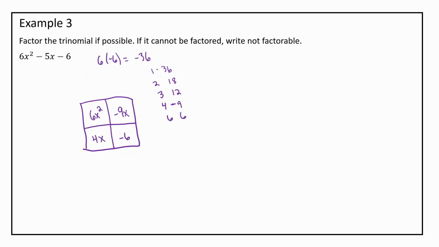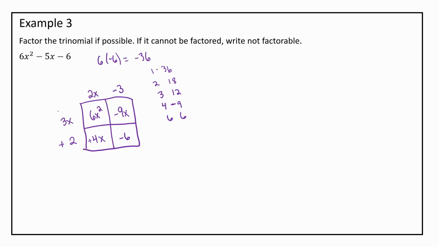So 6x squared and -9x have a 3x in common. I'm not going to take a negative out because the left part of my box is not negative. 4x and -6 have a 2 in common, and that's going to be positive as well because this is a positive. Looking up and down, 6x squared and 4x has a 2x in common. And then -9x and -6 have a 3 in common, and they also have a negative in common.